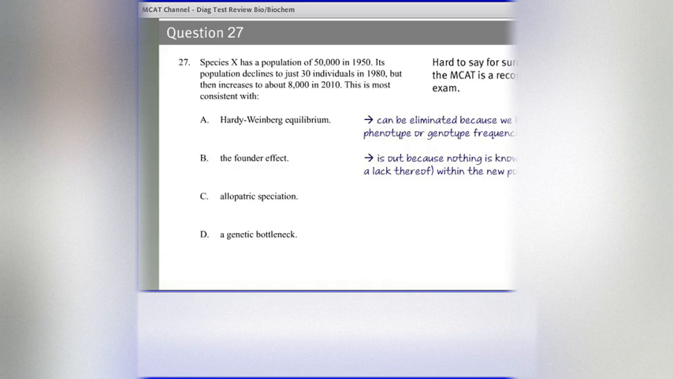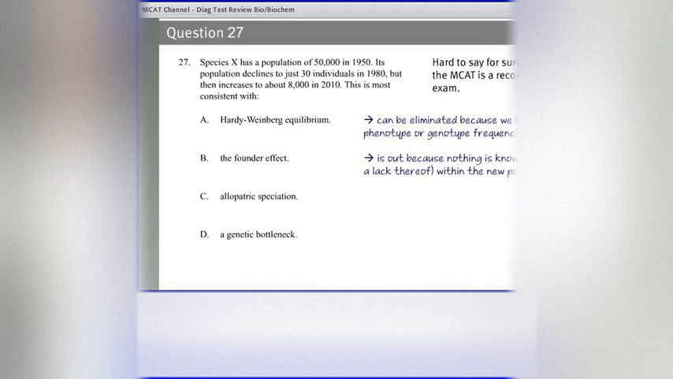Now, at this point, we're left with a 50-50 shot: something about allopathic speciation or something about genetic bottleneck. If you get down to 50-50 on test day doing this sort of elimination, excellent. Do not feel bad. Remember, on the MCAT, I love to say this to all of my students, you need to know 3/4 of the material.